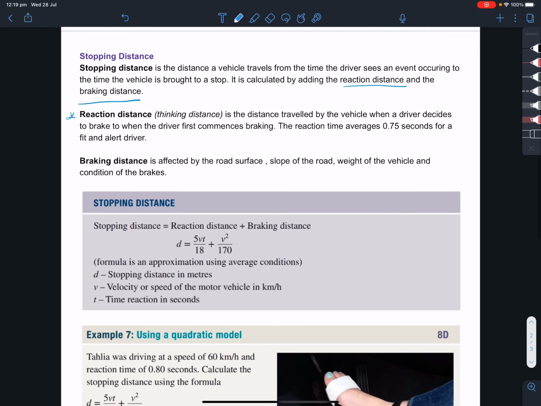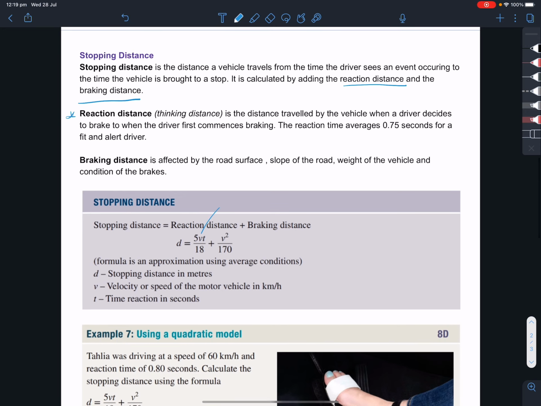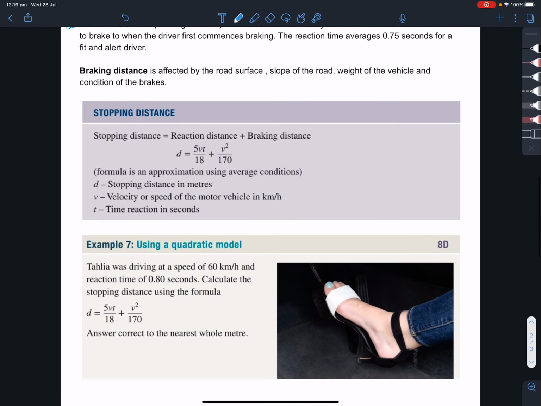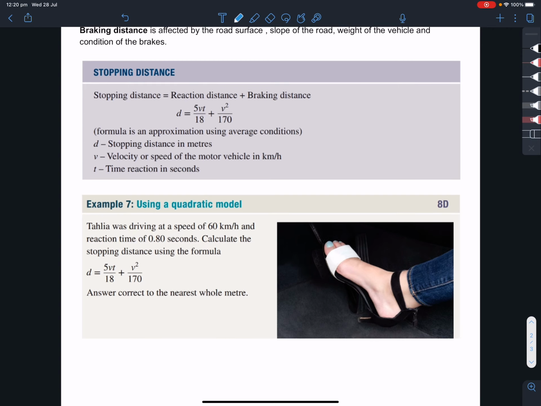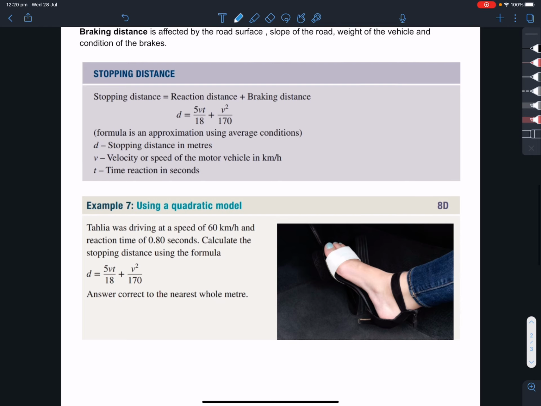Alright, so the formula for stopping distance is reaction distance plus braking distance. So reaction distance is given by that formula. Braking distance is given by that formula. Now, they would always be given to you within the question, so it's just a matter of application. Alright, so Talia was driving at a speed of 60 kilometers an hour and a reaction time of 0.80 seconds. Calculate the stopping distance using the formula.